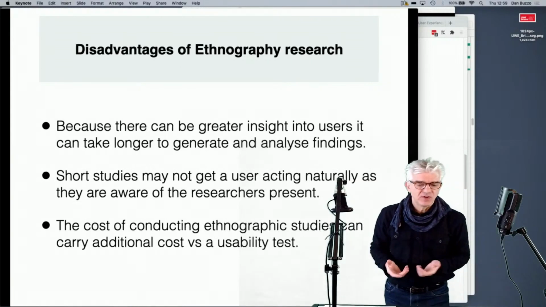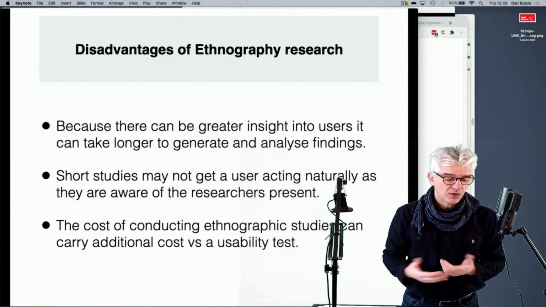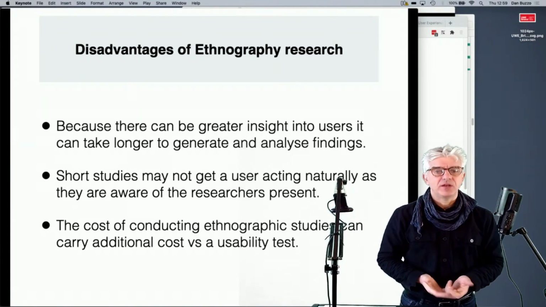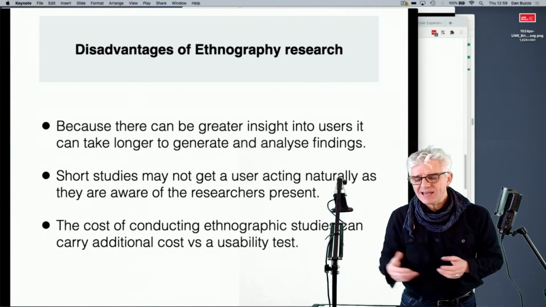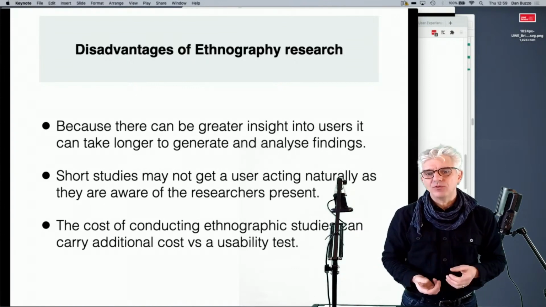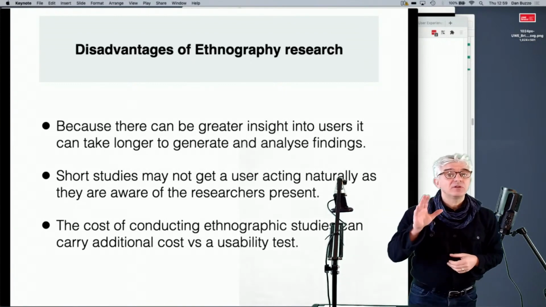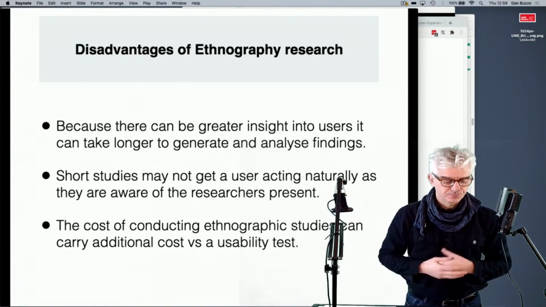So there are some disadvantages to thinking about working in ethnographic study in a design context. It can take longer to generate and analyze findings. We're seeing all of this rich information, watching what people do, seeing how they do things. Trying to find significant findings out from it can be complex and difficult. But even if taken lightly, it allows us to get a much better insight to what's going on.